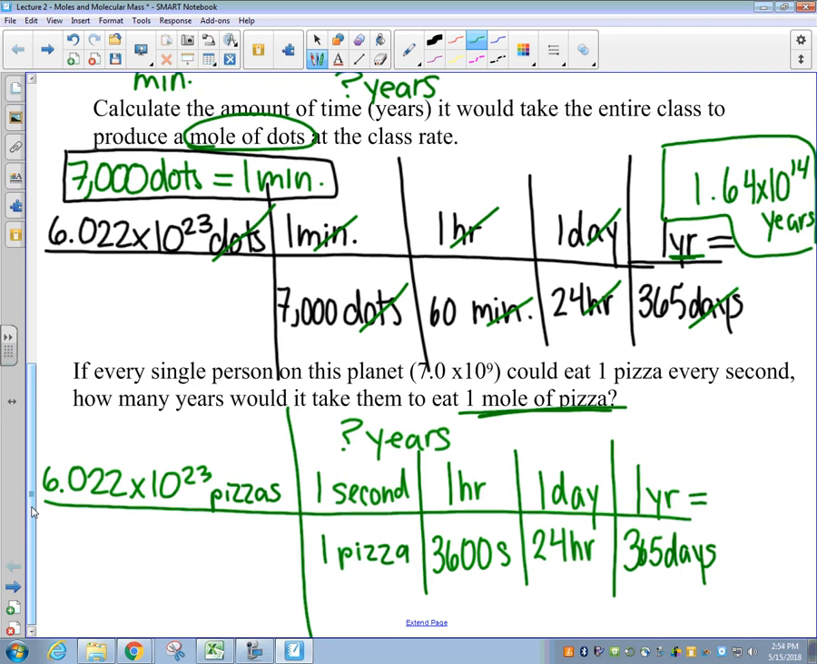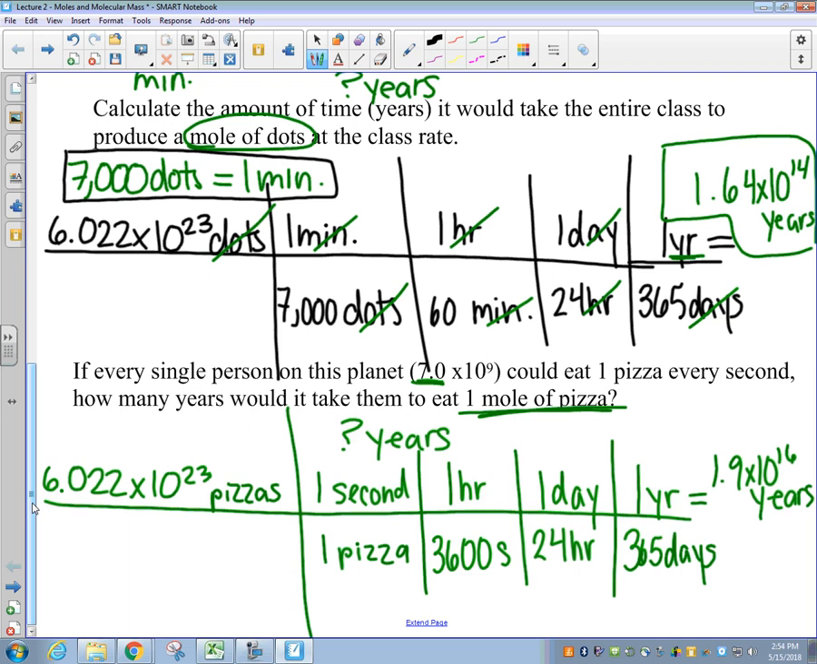And it looks like we've got 2 significant figures here. We get 1.9 times 10 to the 16th years. Okay, so even if everybody was doing their part and eating 1 pizza every 1 second for their entire life, we would never even come close to approaching how long it would take to eat a mole of pizzas, because a mole is just that big.